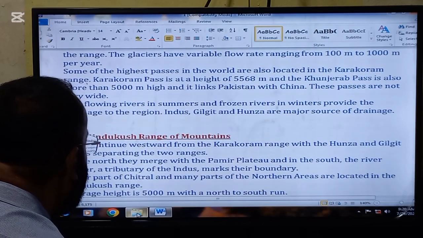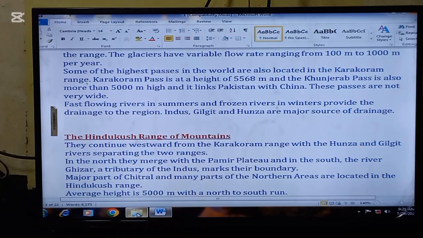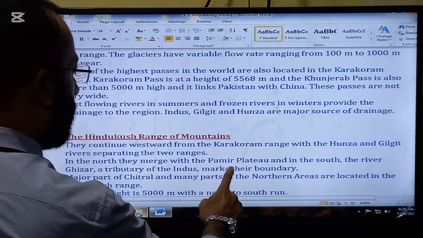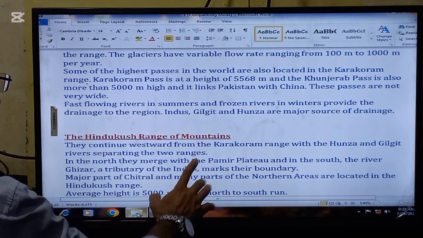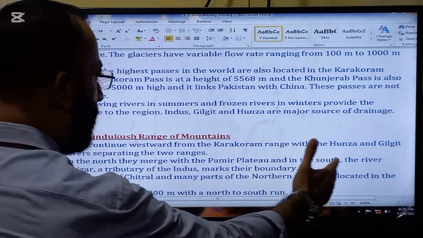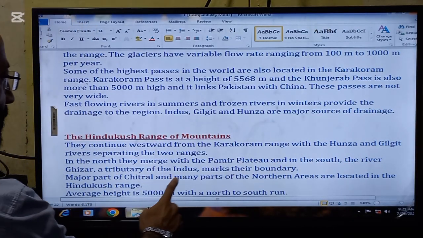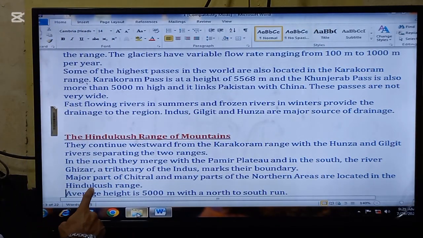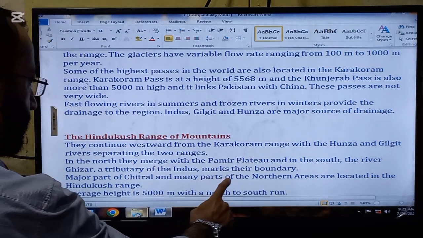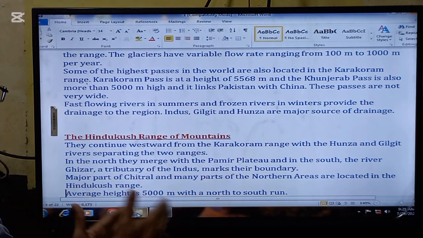Okay, the next thing that we are going to read in the lecture is the Hindu Kush range of the mountains. They continue westwards from the Karakoram range, with the Hunza and Gilgit rivers separating the two ranges. So these rivers are responsible for separating them. In the north, they merge with the Pamir Plateau, and in the south, the river Kabul, a tributary of the Indus, marks their boundary. So this river is the boundary at one end.